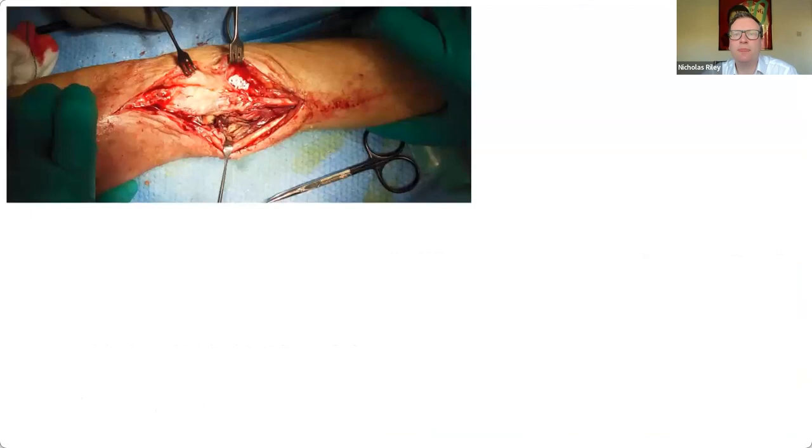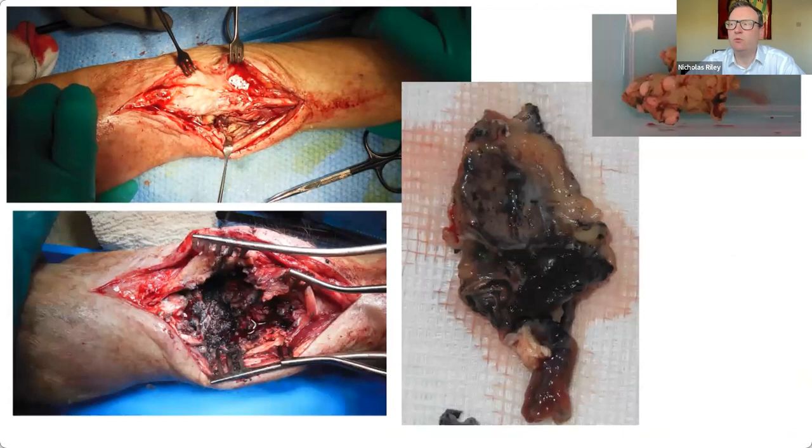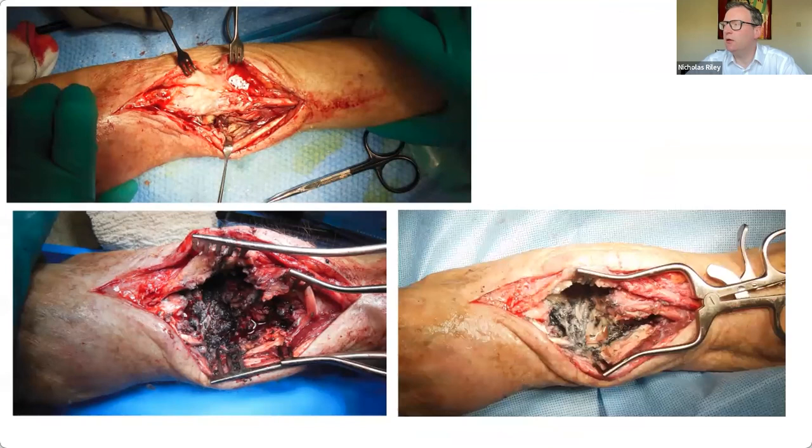So we go through the skin, the extensor tendons are all matted into one lump of scar tissue. And as I dissect down and start the debridement, we find all of this black stuff. So this debridement takes a very, very long time. We take the cement out and we send it off to the lab. We take all of this tissue out as best as we can. And this is the debridement at the end of about 2 hours.